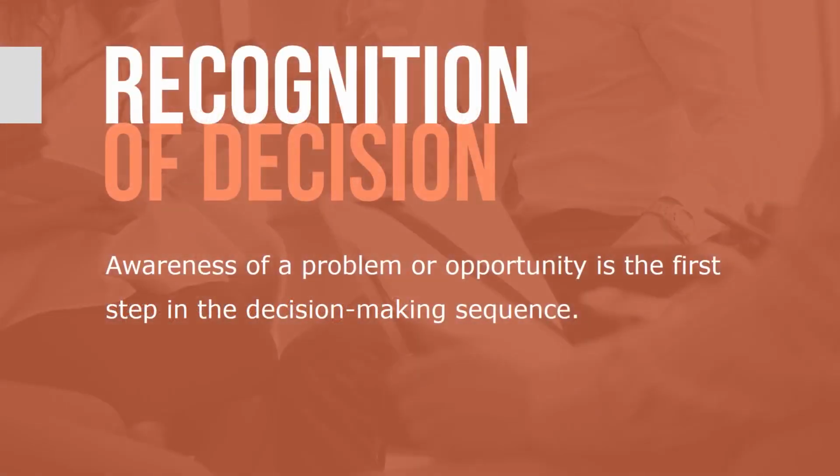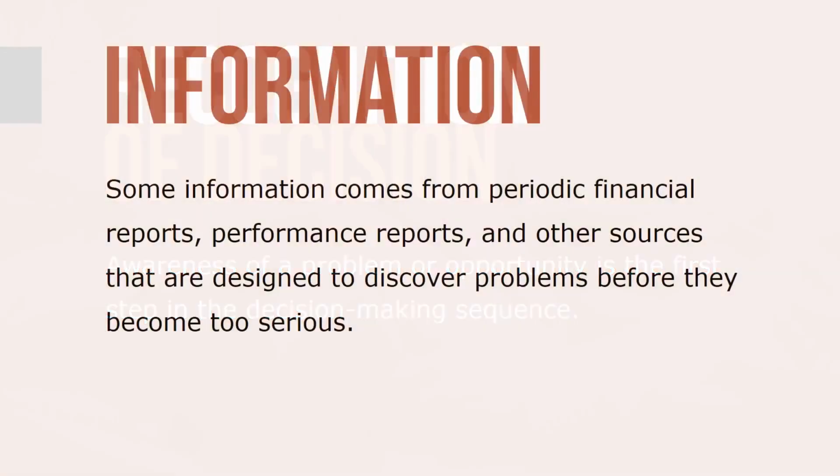Awareness of a problem or opportunity is the first step in the decision-making sequence, and it requires surveillance of the internal and external environment for issues that merit executive attention. Some information in this process comes from periodic financial reports, performance reports, and other sources that are designed to discover problems before they're too serious. Managers also take advantage of informal sources. They talk with other managers, gather opinions on how things are going, and seek advice on which problems should be tackled and which opportunities embraced.